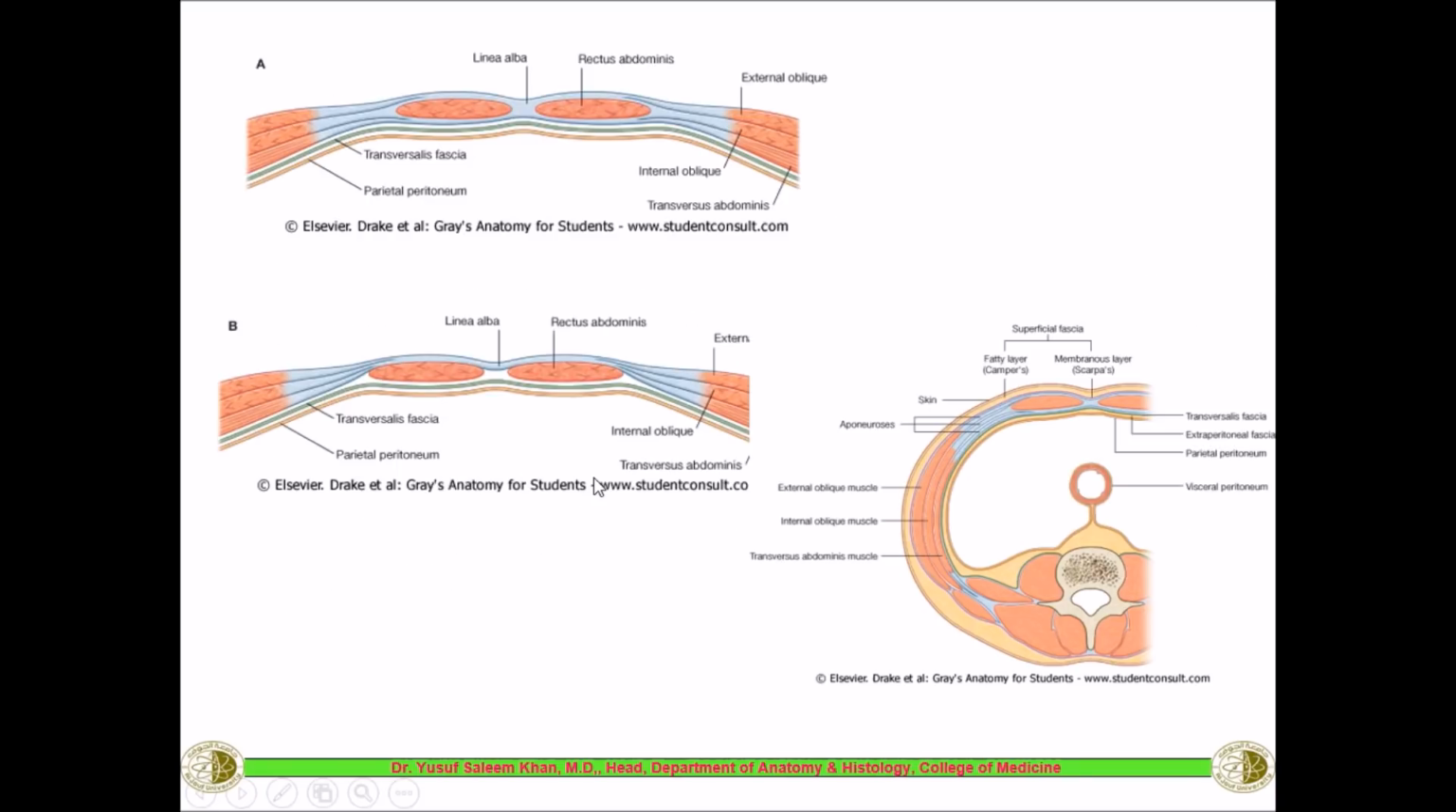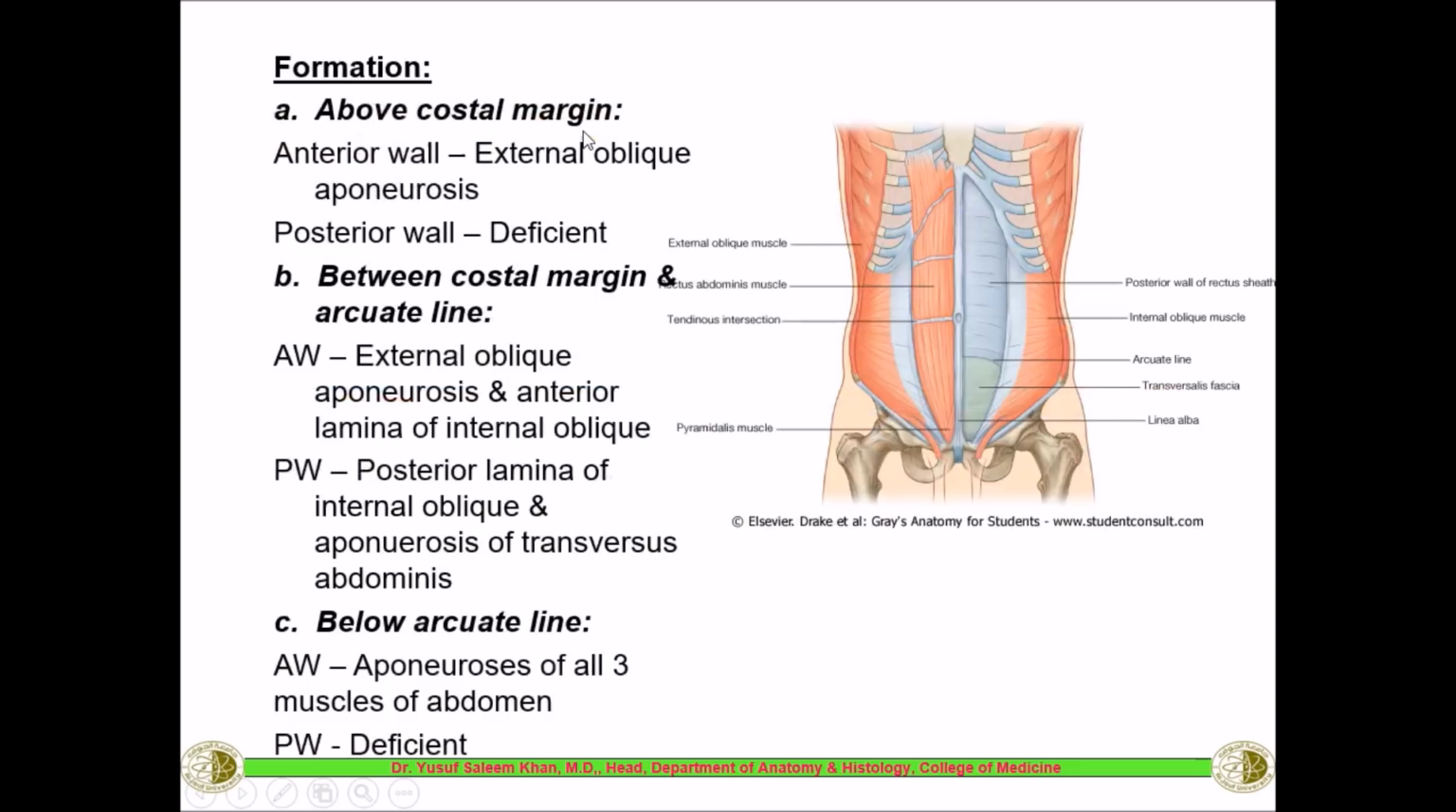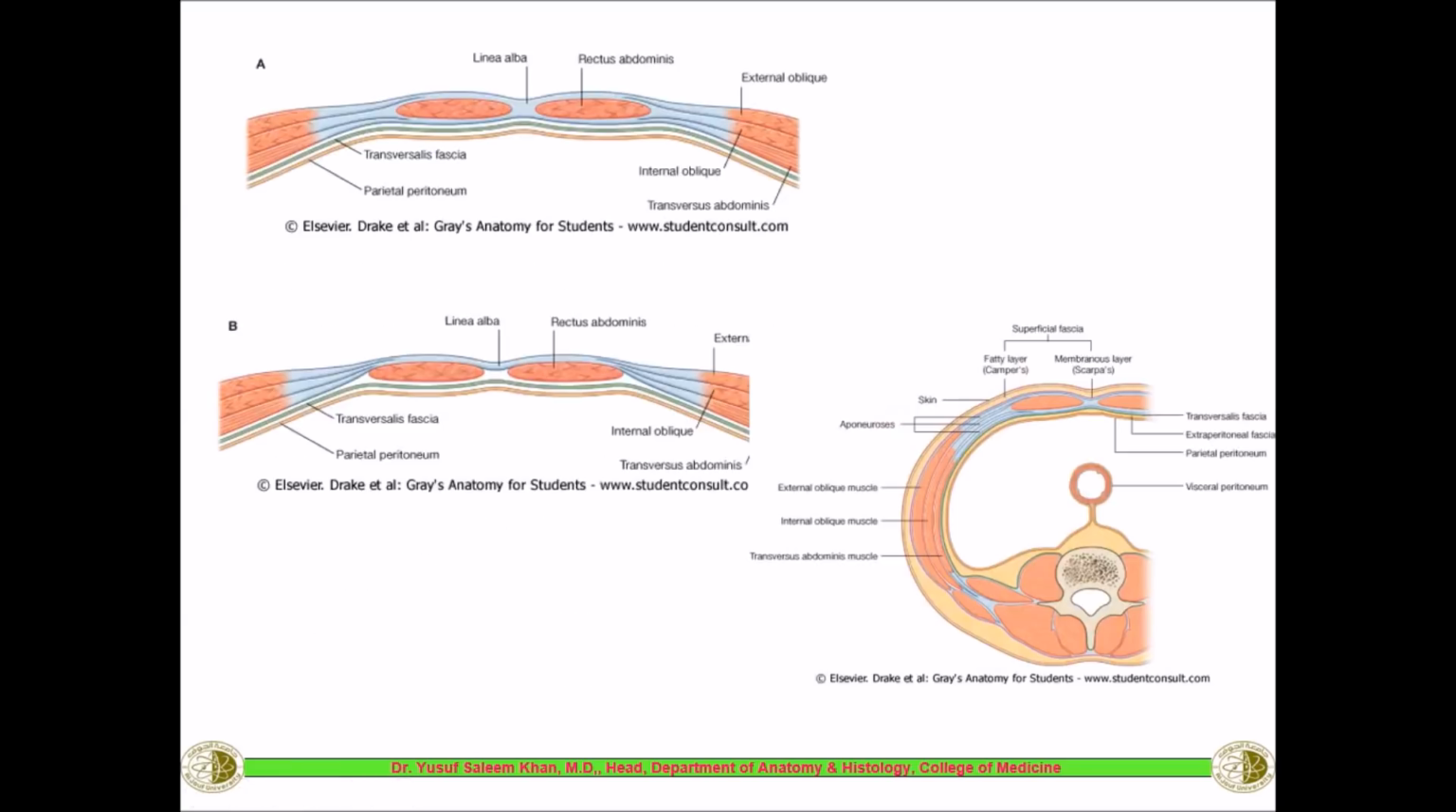The posterior wall, as you have seen, is formed by the posterior lamina of the internal oblique as well as the aponeurosis of the transverse abdominis. Then below, if you take a section below the arcuate line, here is the arcuate line, the posterior wall is deficient, and the aponeurosis of all the three muscles will join together, and it covers only anteriorly.